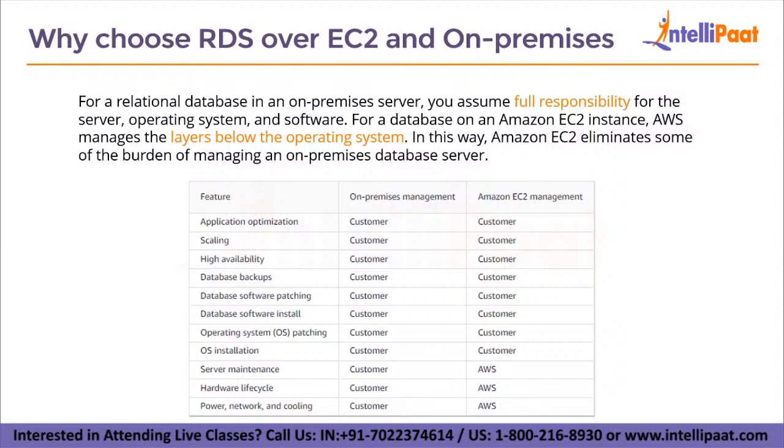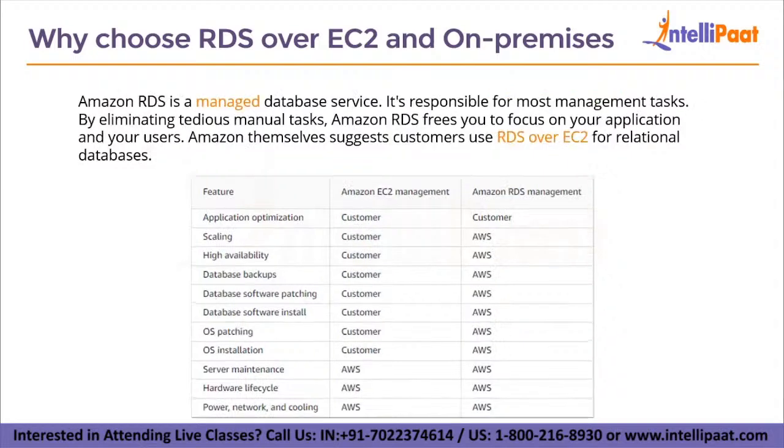And finally, server maintenance will also be managed by AWS. And the layers after that, you will have to take care of. That is, the customer who buys the EC2 instance will have to take care of them. So if you compare this, the EC2 service will take some burden off of the customer. That is, it will manage three of the features and the rest you will have to take care of. So it is a better solution than on-premises management. Now let us see how RDS compares to EC2.